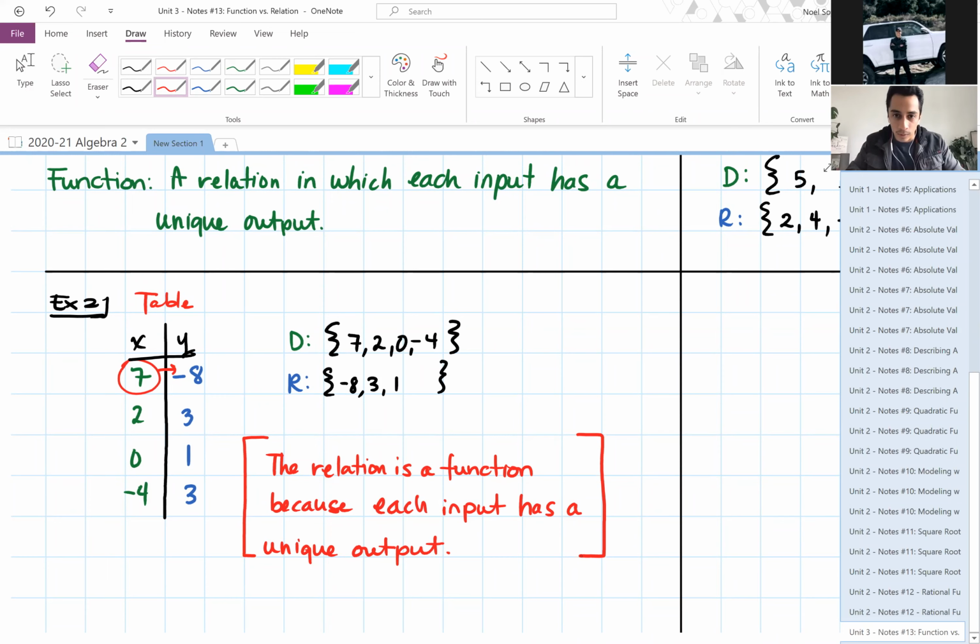Nelson, let's see. It says, well, what if there are two coordinates such as 7, 8 and 7, 8? Well, do you mean on top of the fact that I already have 7, negative 8?